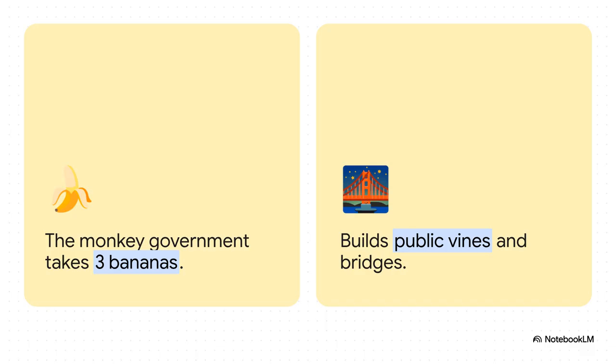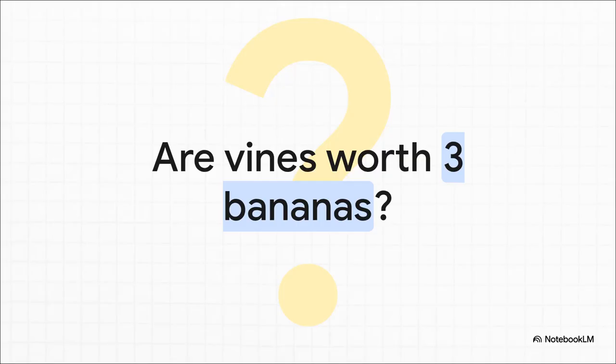Personal wealth gets traded for shared, connected resources. And those resources, they improve travel, safety, and overall efficiency for the entire ecosystem. So ultimately, it all boils down to one really big question for us to think about. Are the public vines and bridges worth 3 of your bananas?